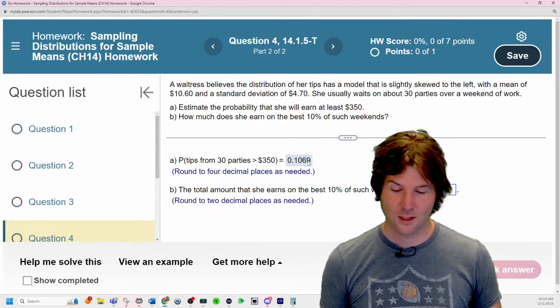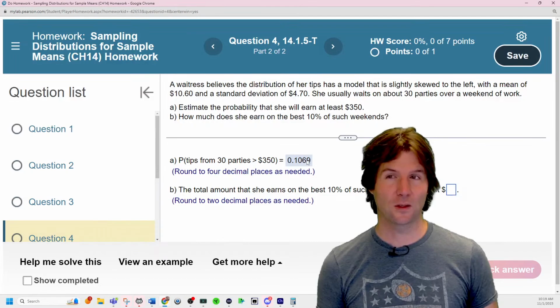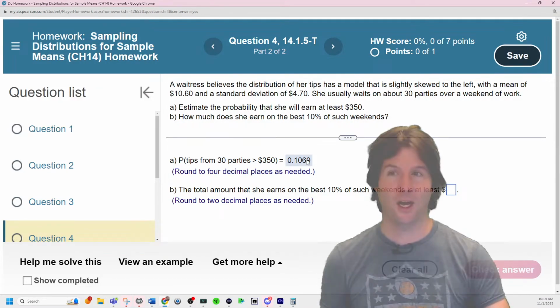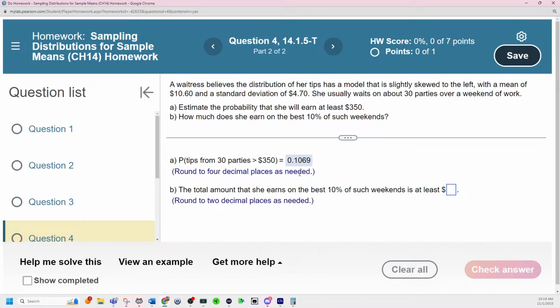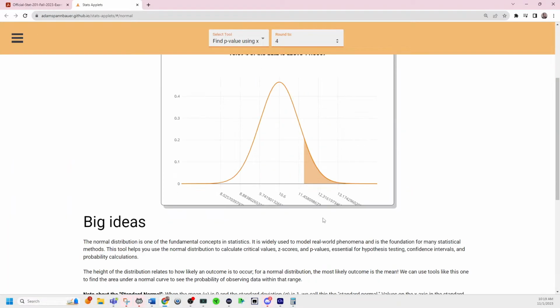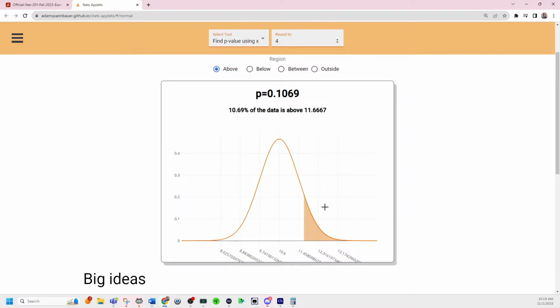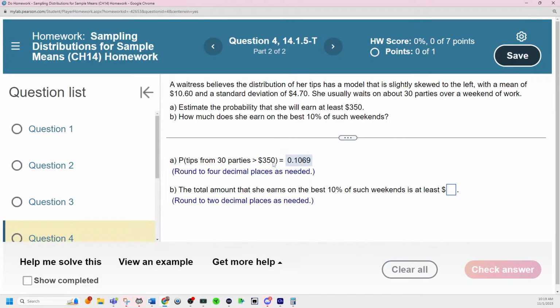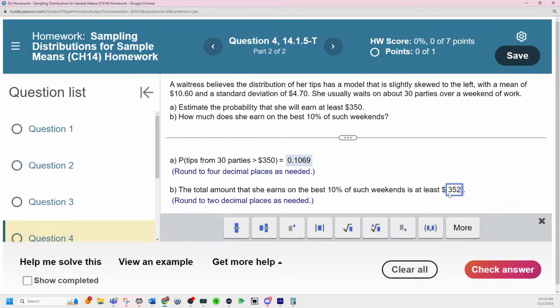So think about this. This is near the best 10% of weekends. But the best 10% of weekends would be a little bit higher than this because this is the best 10.69% of weekends. Does that make logical sense? If this is 10.69, 10% would be a little to the right of it. Knowing that, if we're at 350 for the best 10.69%, I'm going to guess 352.80.